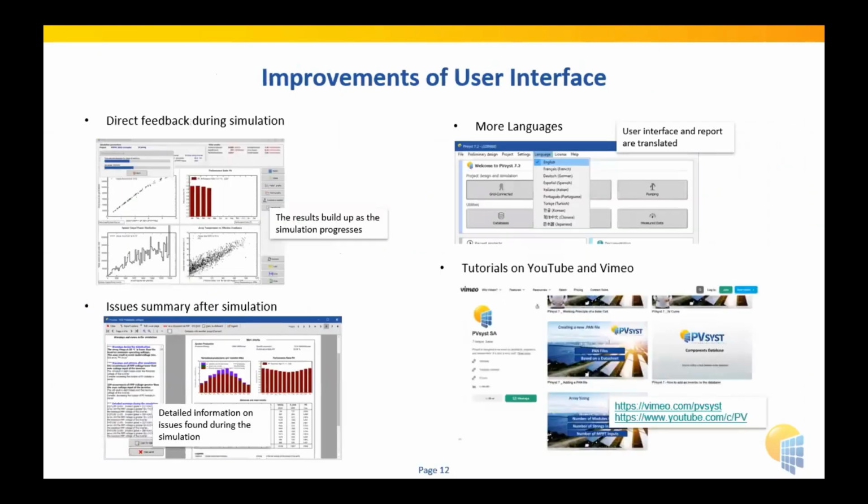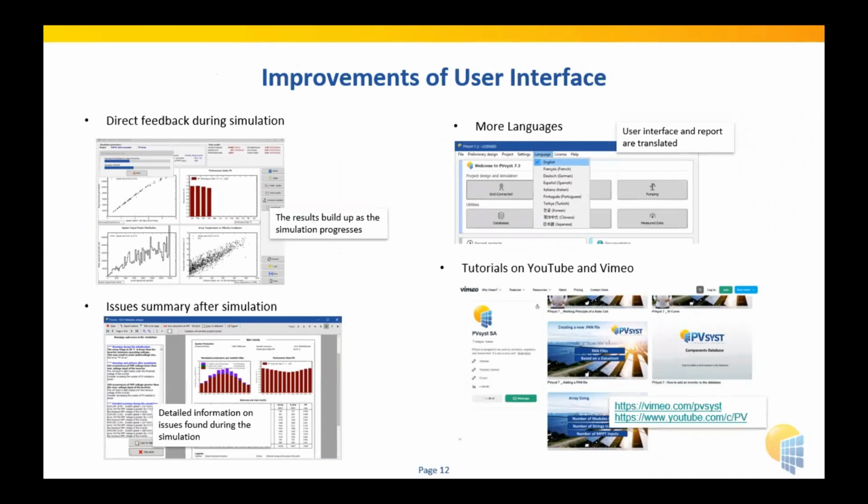Finally, there are some other improvements in the user interface. So we now have direct feedback during the simulation. So the result builds up as the simulation executes. This is particularly useful for large systems, which take some time to simulate. If you see that something is completely wrong, you can abort immediately and then change it. Or you can get an estimation of your results already during the simulation.